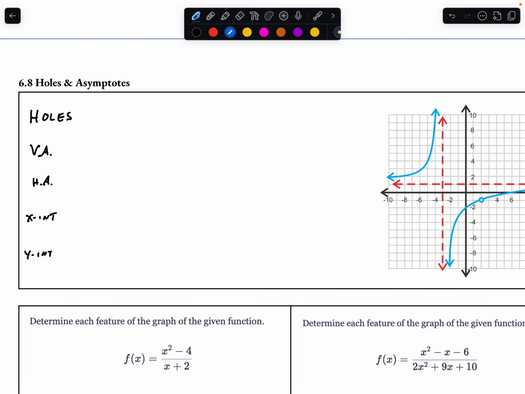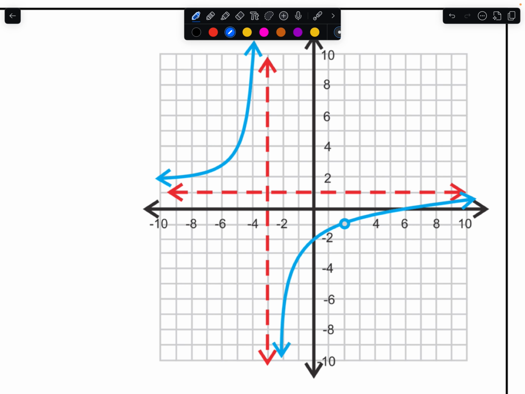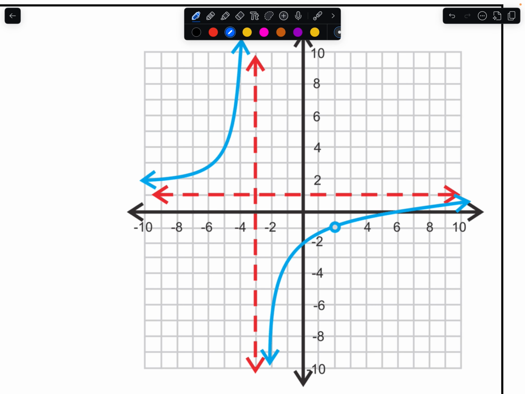Okay, welcome to 6.8 here. There's a lot going on in these rational graphs. So first of all, if we take a look at this, this is a rational function right here. The first thing that kind of pops out to me is right here.